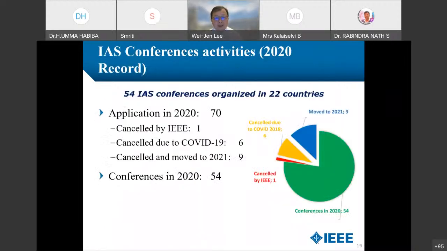So in 2020, we had originally 70 applications for IAS financial or technical co-sponsored conferences. Unfortunately, due to COVID-19, the actual number dropped to 54. One was canceled by IEEE, about 6 were canceled because of COVID-19, and 9 of them moved to 2021.